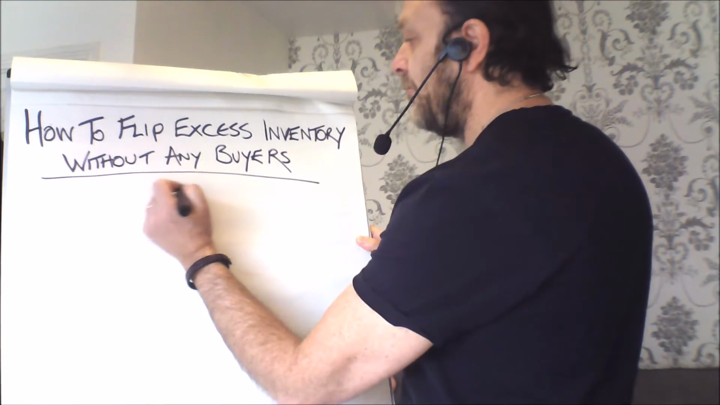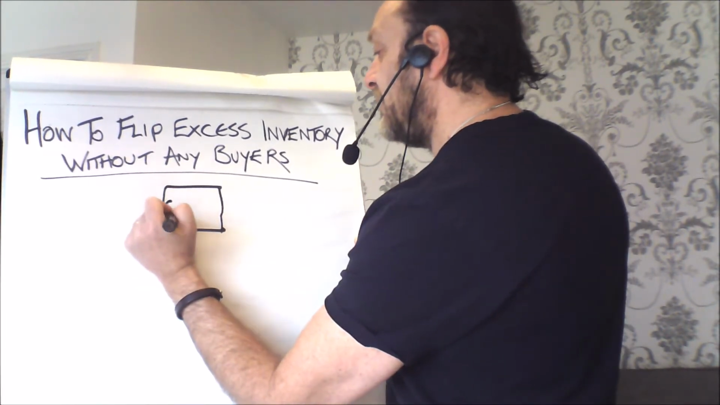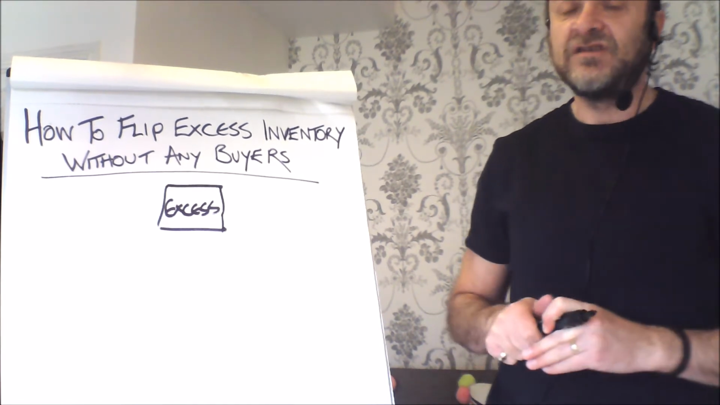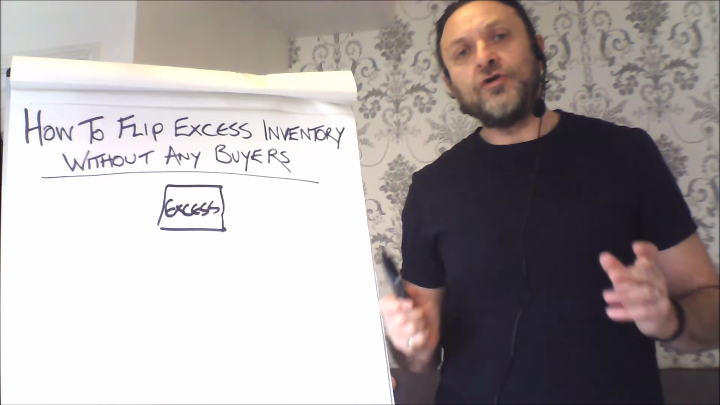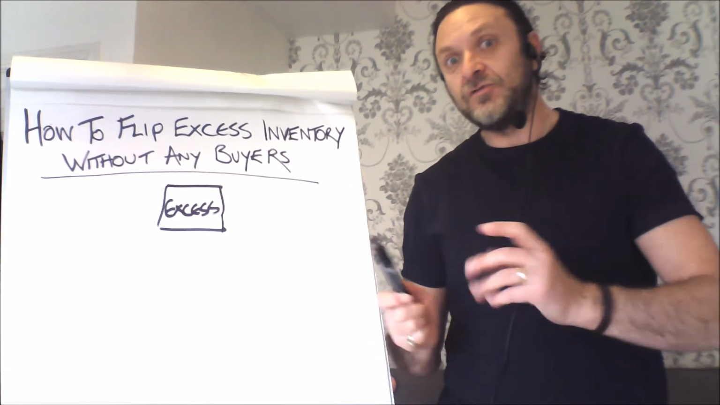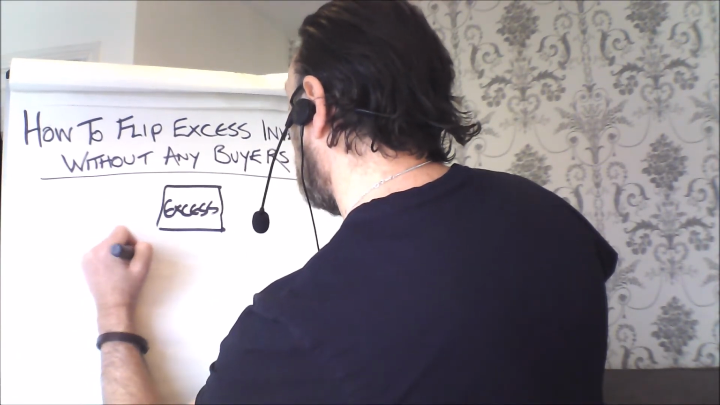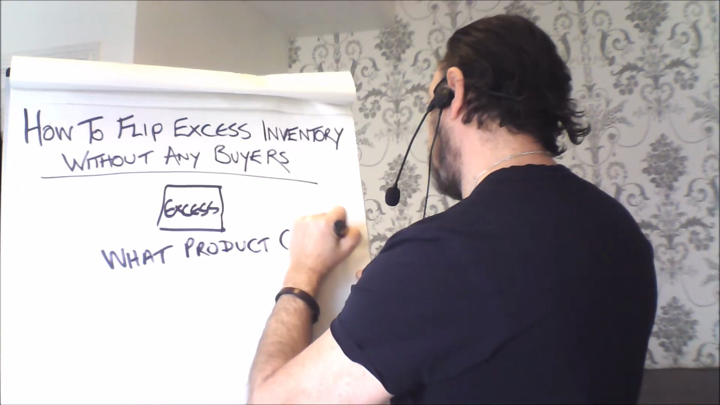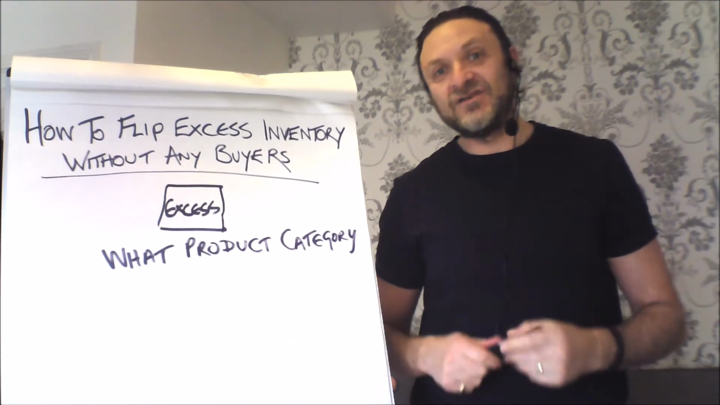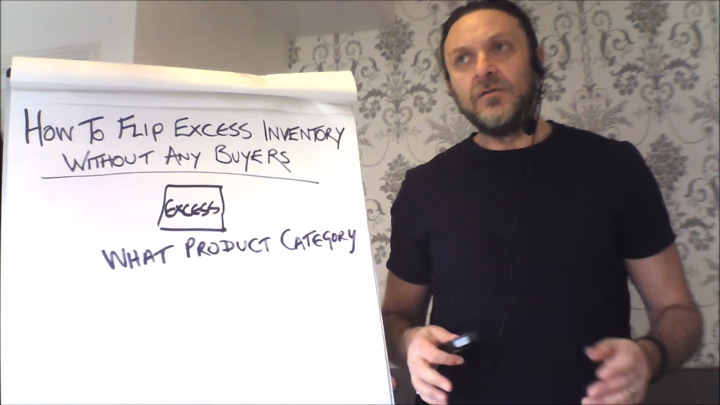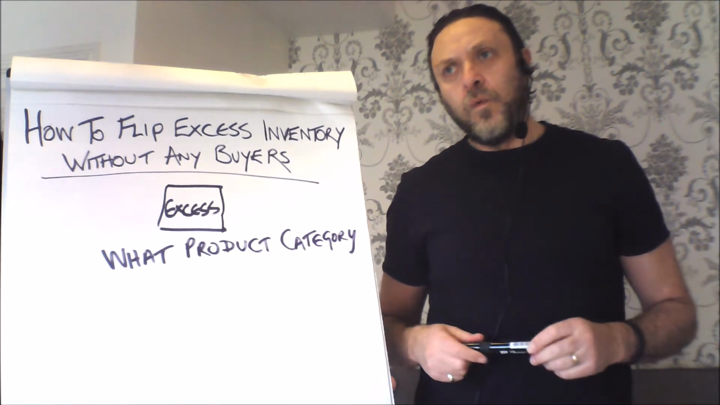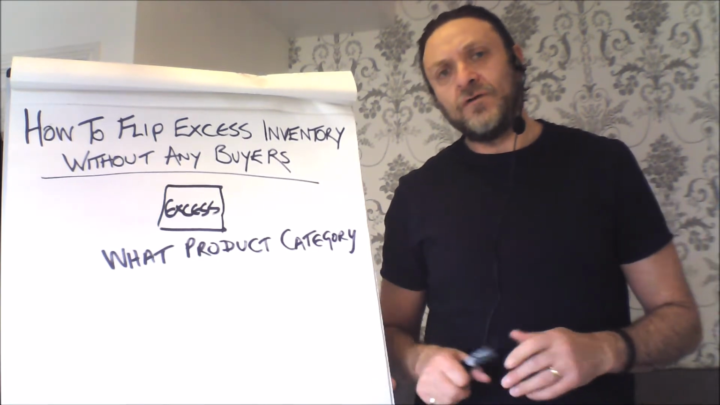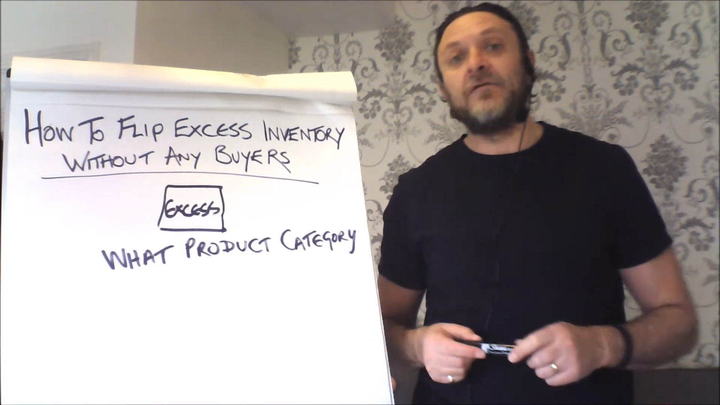So let's start. This is your excess, the excess stock that you found. The first thing we need to do is look at what product category that excess inventory falls into. Once you know what product category it falls into, you can become a lot clearer on what you want to be doing with that inventory and how you are going to move down that road towards finding a buyer, even if you don't have a buyer connection yourself.